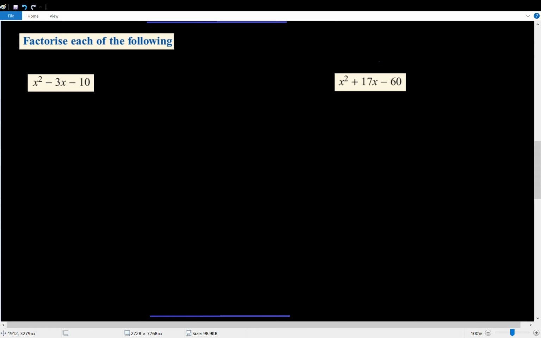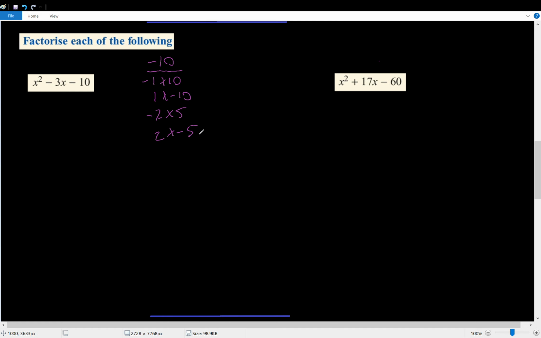So same process as before. Coefficient of x squared, which in this case is 1, multiplied by our number on the end, which in this case is minus 10. And keeping the minus is important. So minus 10. Now we need to write out the factors of minus 10: minus 1 times 10, or 1 times minus 10, minus 2 times 5, or 2 times minus 5. Okay, so those are all of our factors.